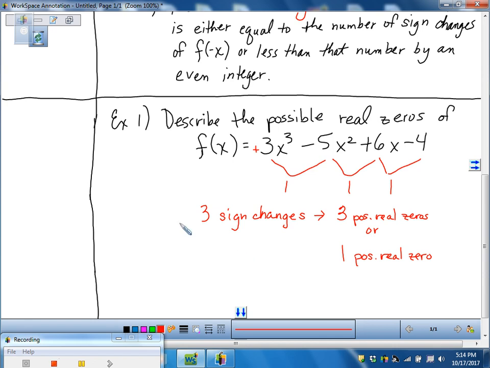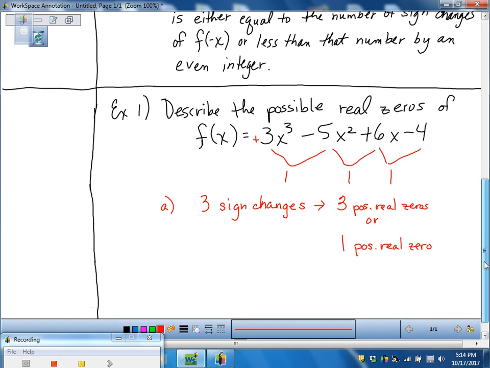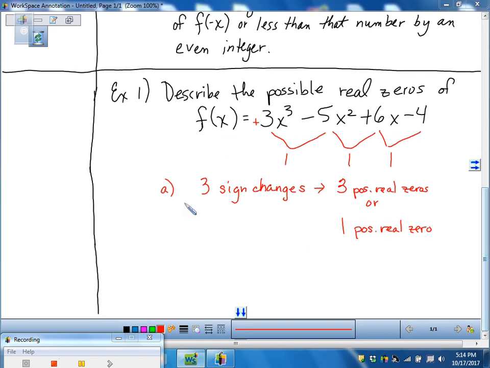So now I go to the second part of Descartes' rule of signs, which says take the original function, and this time we want to plug in negative x everywhere there's an x. So we need to simplify that function by plugging in negative x and see what we get. So let's go ahead and do that.